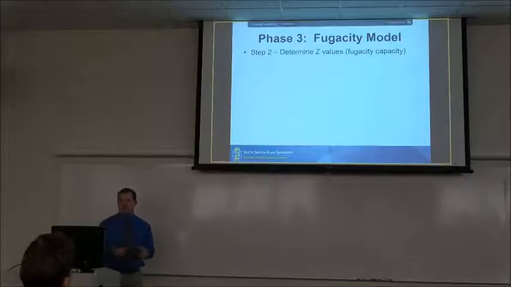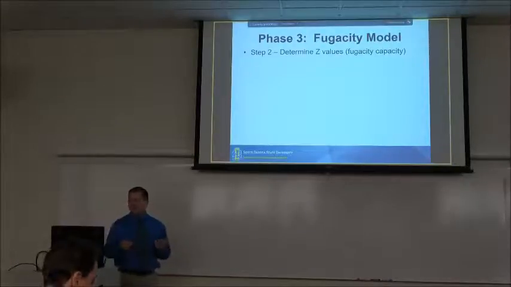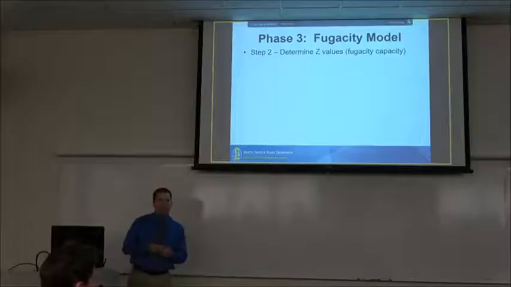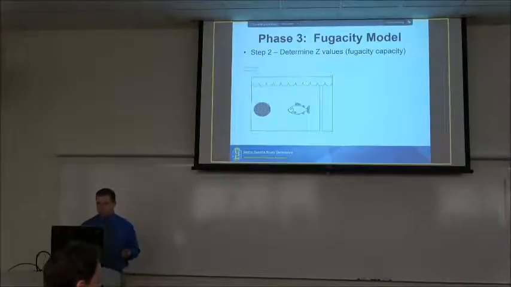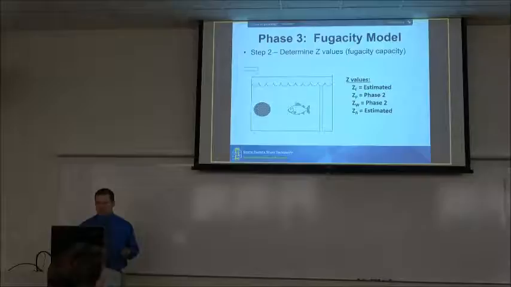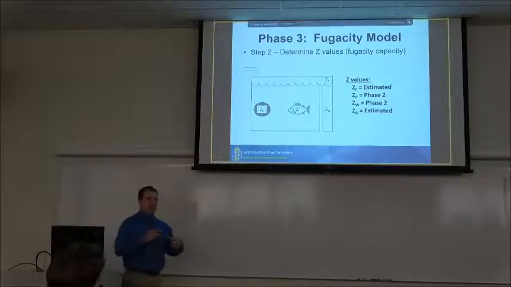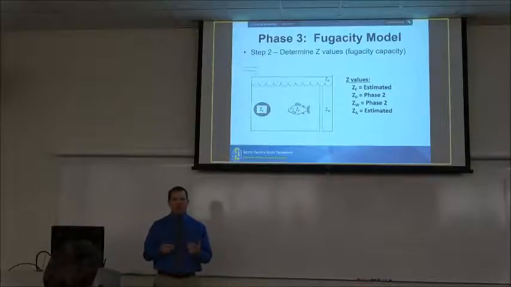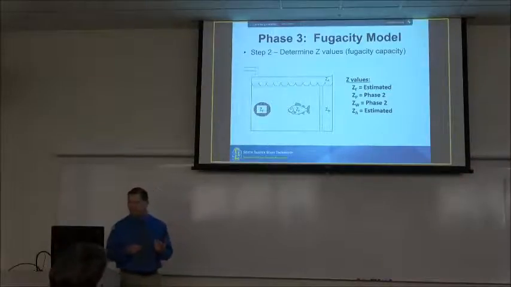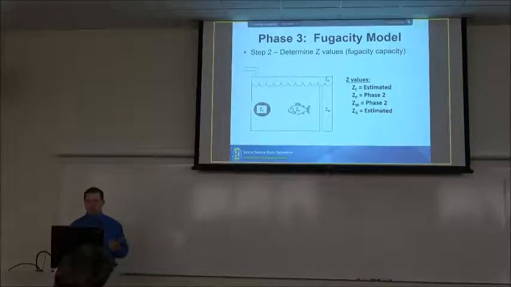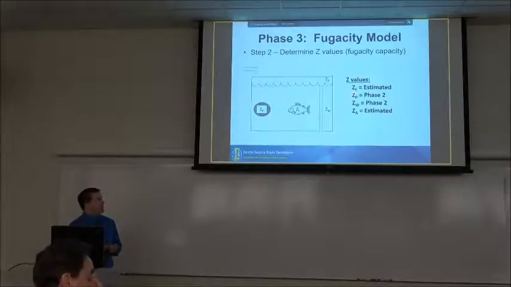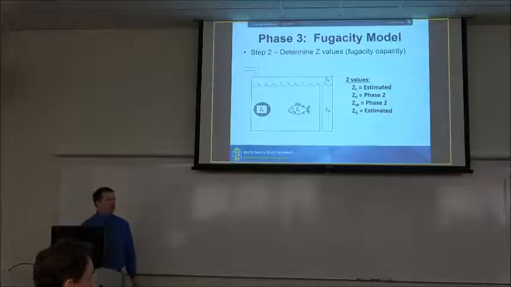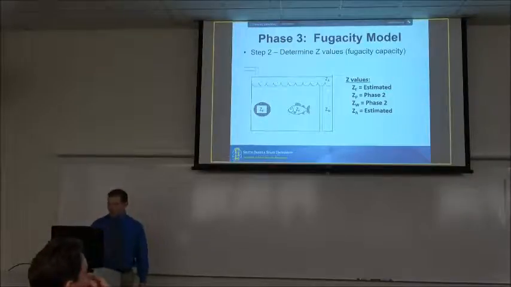So step 2 then is going back to those wonderful fugacity capacities and determining what those are for each of these compartments. So again, we have our same setup, and as I mentioned earlier, these Z values can either be estimated based on the chemical's solubilities or what you can find in the literature, or they can be empirically determined. In this case, we'll end up using a little bit of both. We'll use our empirical data we learned from phase 2, and then we'll also end up estimating the Z values of F and A based on literature or several other models and information that we can find.